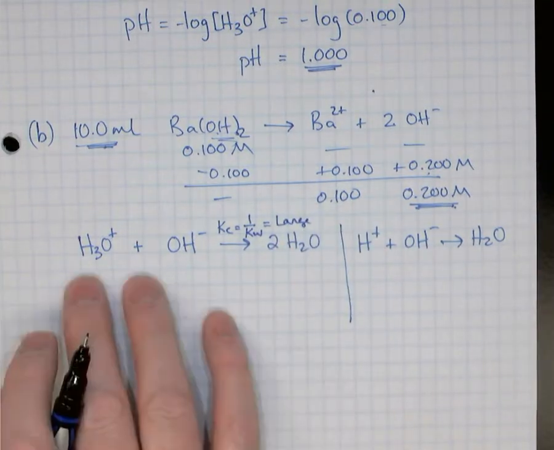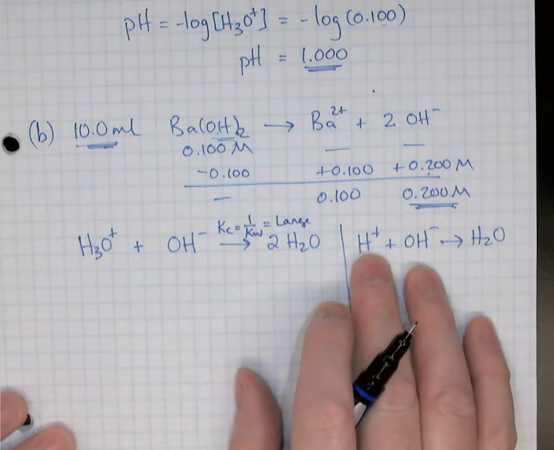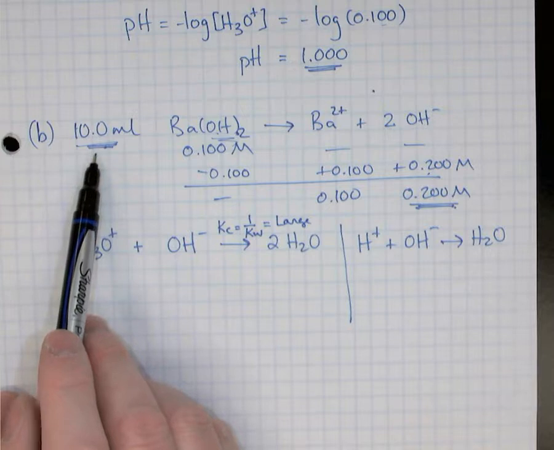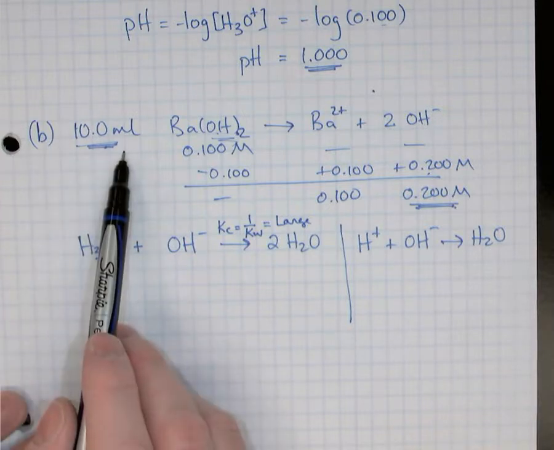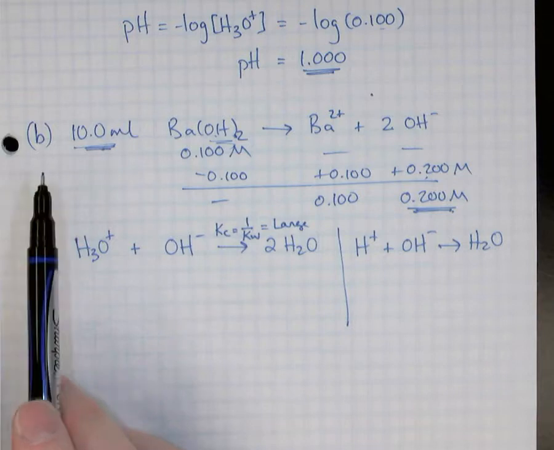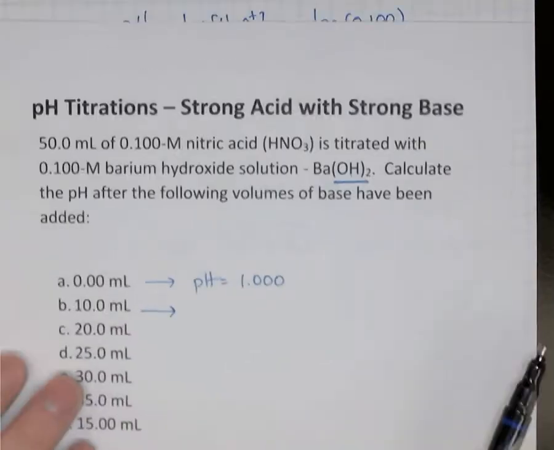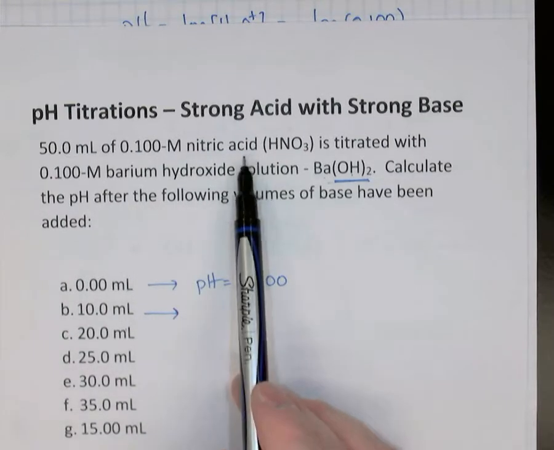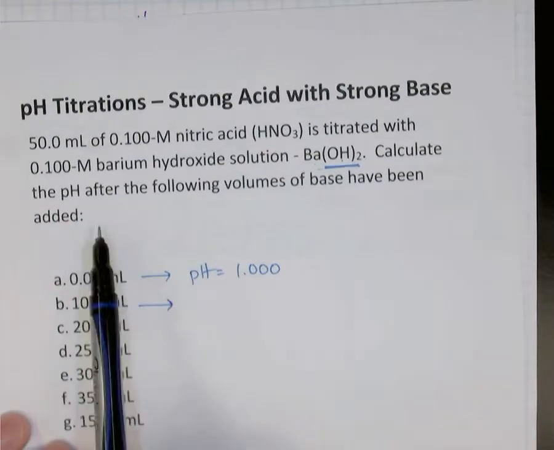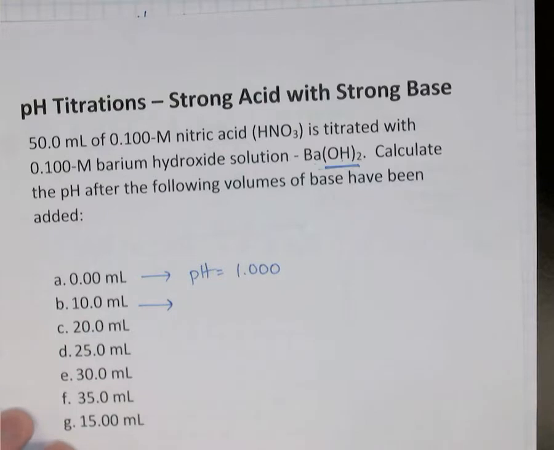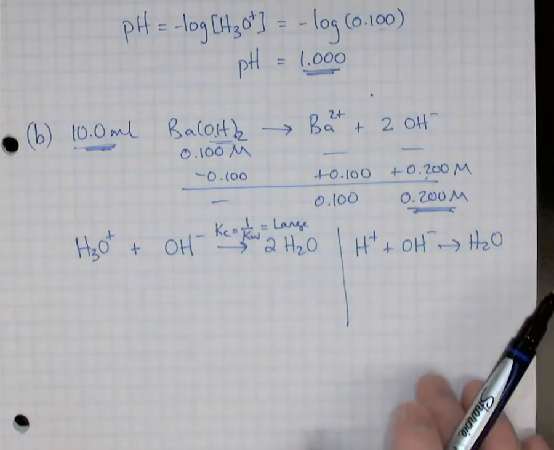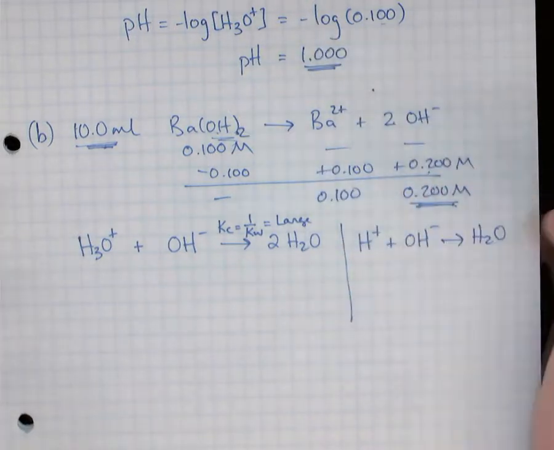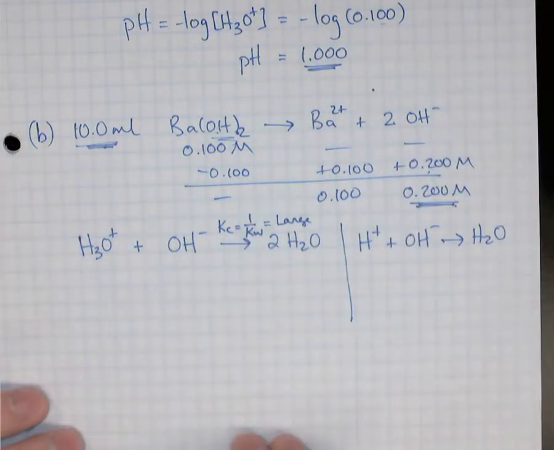That's important because it means the reaction will essentially be complete. Now, because we're mixing solutions, we're adding 10 milliliters of barium hydroxide to 50 milliliters of nitric acid. Remember the question said we had 50 milliliters of 0.1 molar nitric acid, and we're adding 10 milliliters of 0.1 molar barium hydroxide to that. I don't want to have to worry about dilution effects, mixing 10 mL with 50 mL to get 60 mL total.